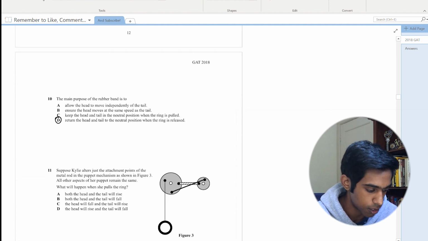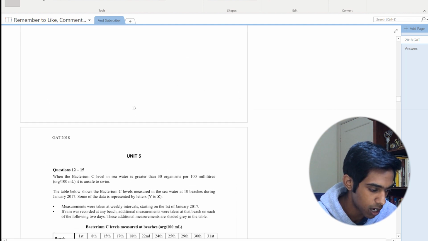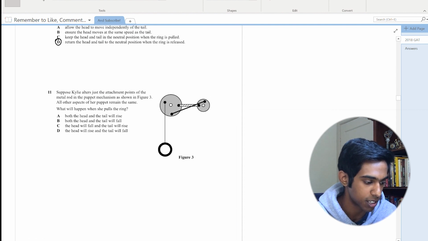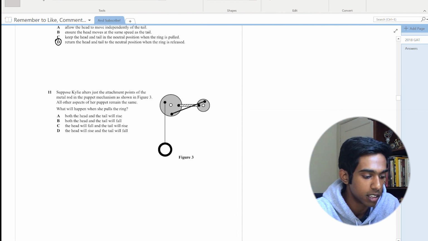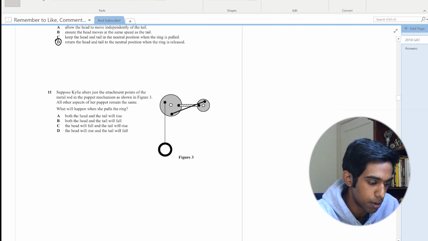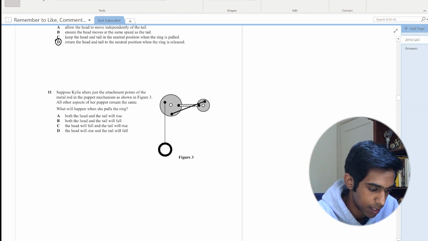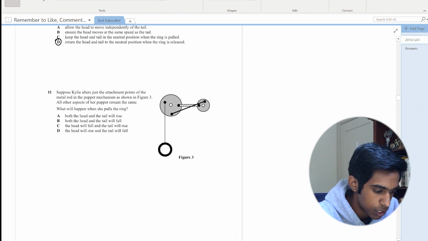Okay. So question 11: suppose Kylie alters the attachment points of the metal rod in the puppet mechanism as shown in figure 3. All other aspects of the puppet remain the same. Okay. What will happen when she pulls the ring?